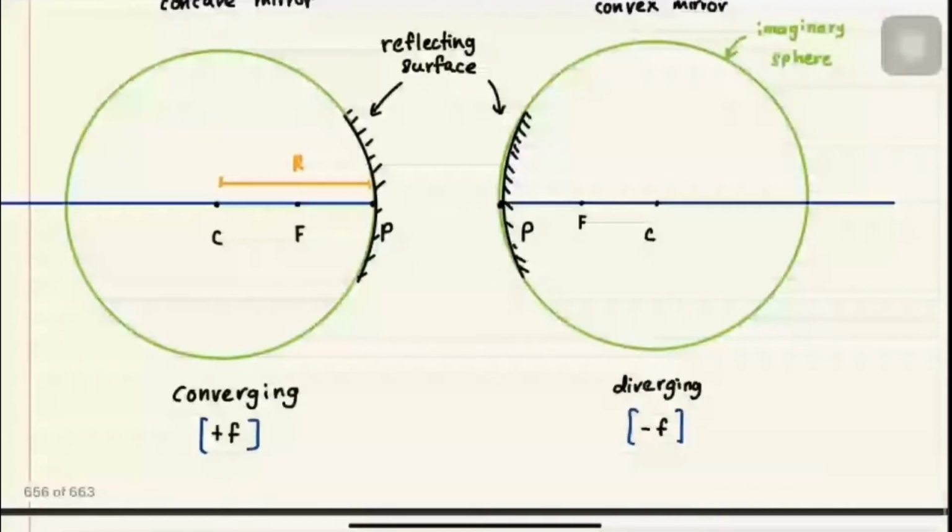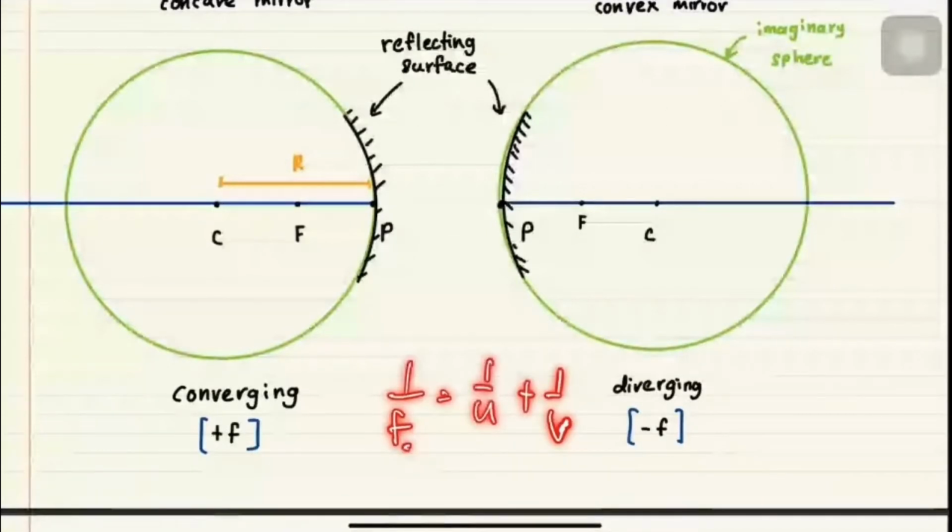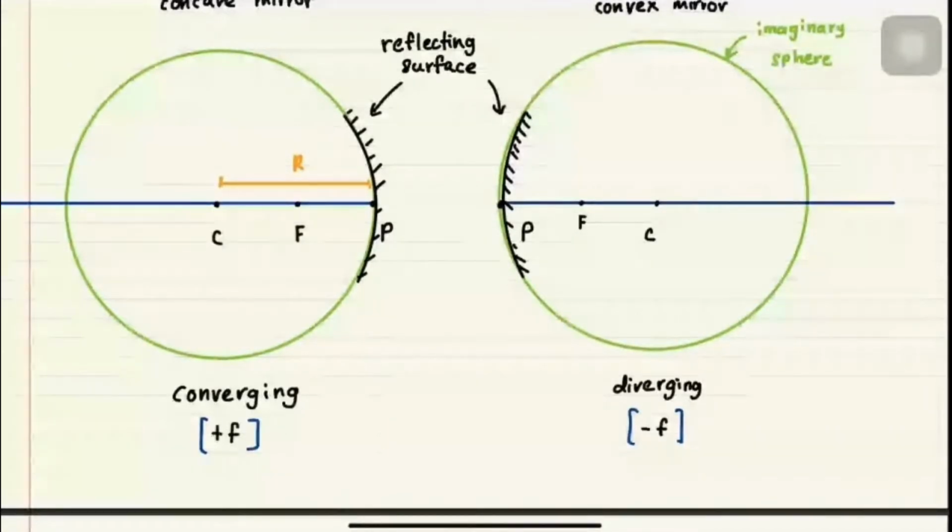This is very important because, like I told you before, in the next class we learn how to use the formula. We have the formula 1 over F equals 1 over U plus 1 over V, which is a vector equation. Vector equation means you have to determine the positive and negative for each one of these. F is positive or negative depending on the type of mirror. So F is positive for converging. The same goes for the lens: if the behavior is converging, you will have a positive F.